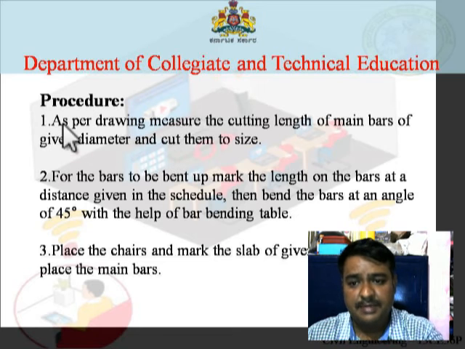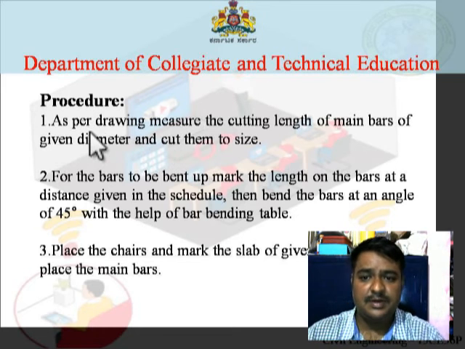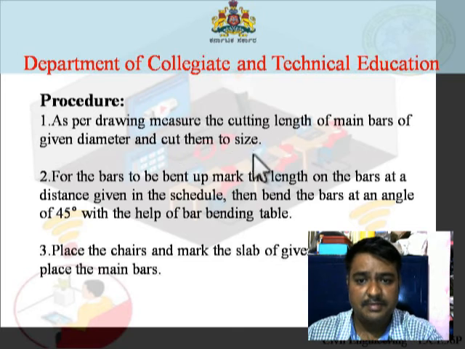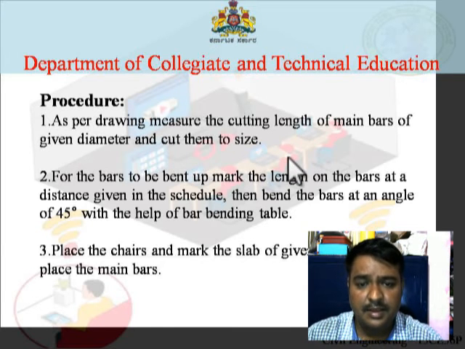So first one, step by step we will discuss. As per drawing, measure the cutting length of the main bars of a given diameter and cut them to size. So this is the first one. As per drawing, we measure the cutting length of main bars of a given diameter and cut them to size. This is the first procedure.